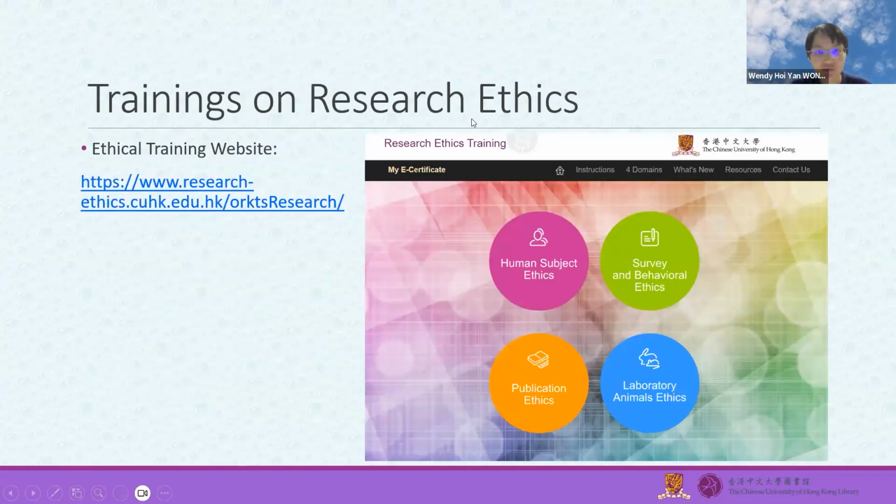Furthermore, there are trainings on research ethics provided by ORKTS: human subjects survey and behavioral publication, and laboratory animals. So these are some ethics. They will also involve some data ethics inside. So be aware, and you may have to take these courses online and get the certificates if it is a requirement from your faculty.